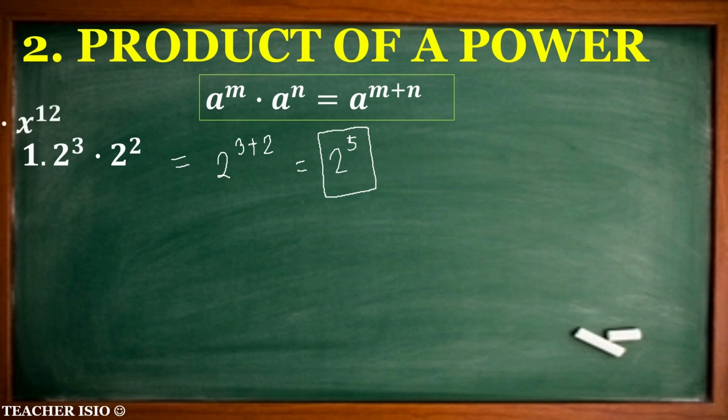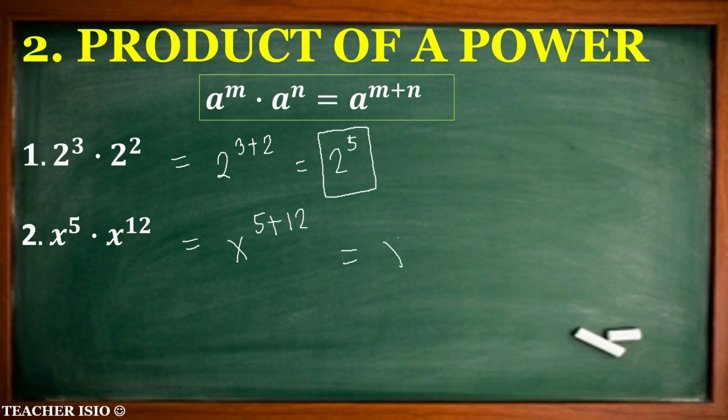So, now let's have number 2. In number 2, we have given x raised to 5 times x raised to 12. Again, please check kung same base ba. Since same base lang sila, just add the exponent. So, we will have now x raised to 5 plus 12. What is 5 plus 12? We have 17, no? So, the answer is x raised to 17.